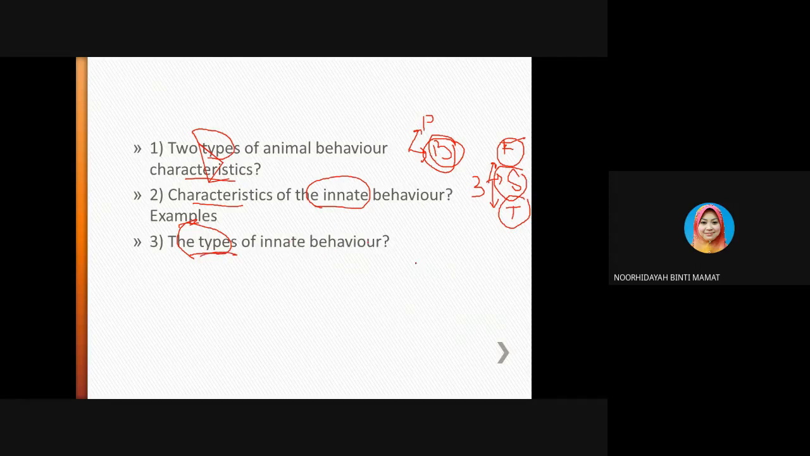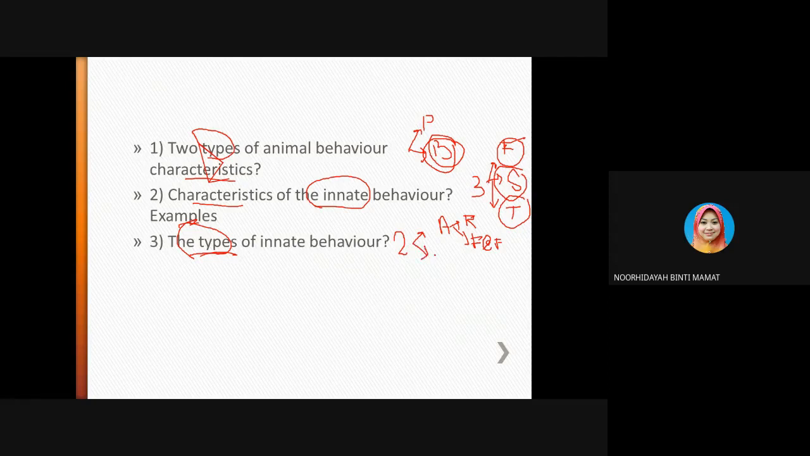Next are the types of innate behavior. We have two types here. The first is automatic, which is also divided into two: reflex, and also fight or flight. This is automatic, the first type of innate behavior.